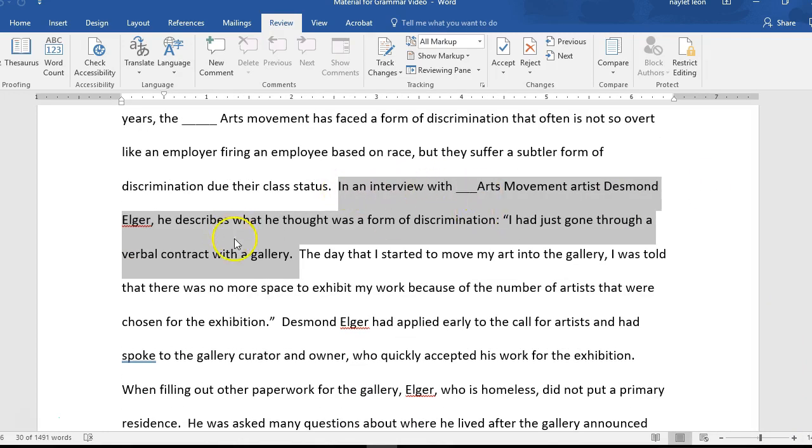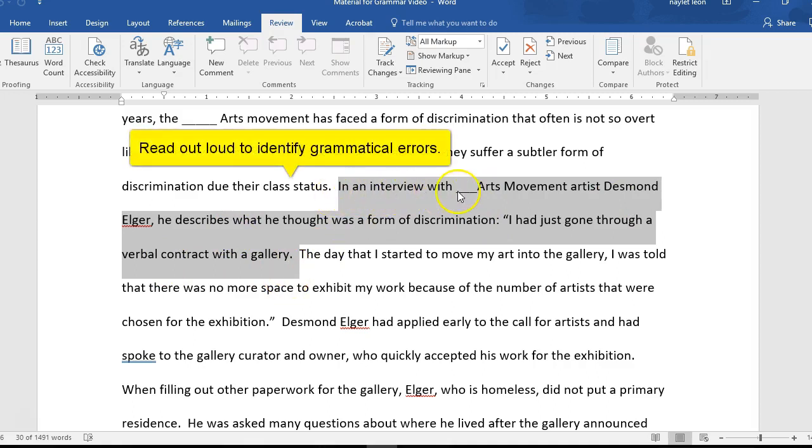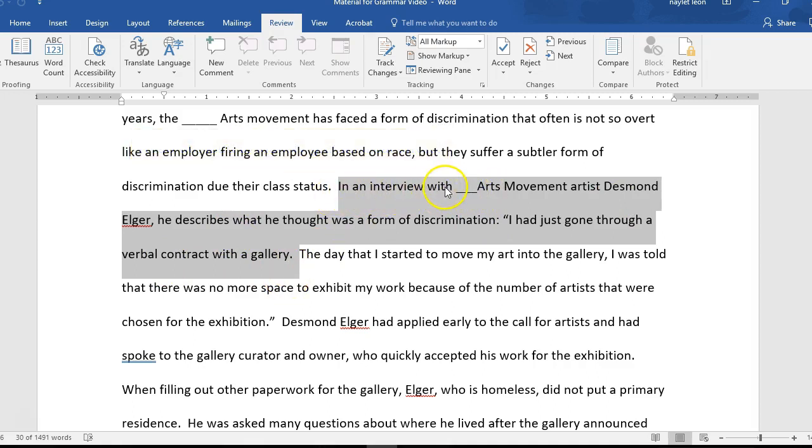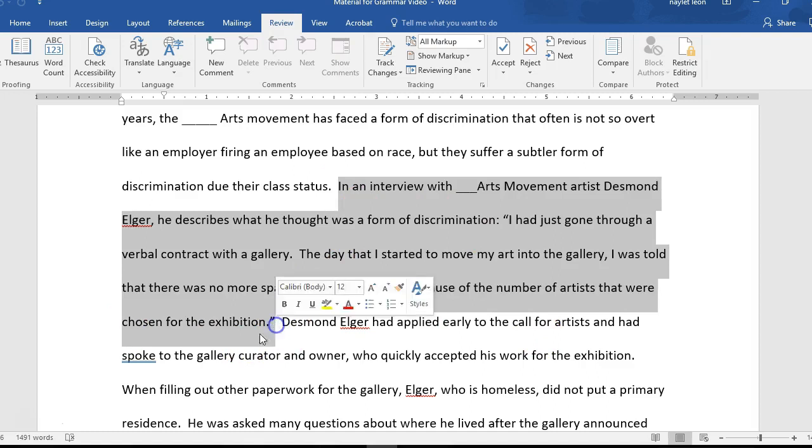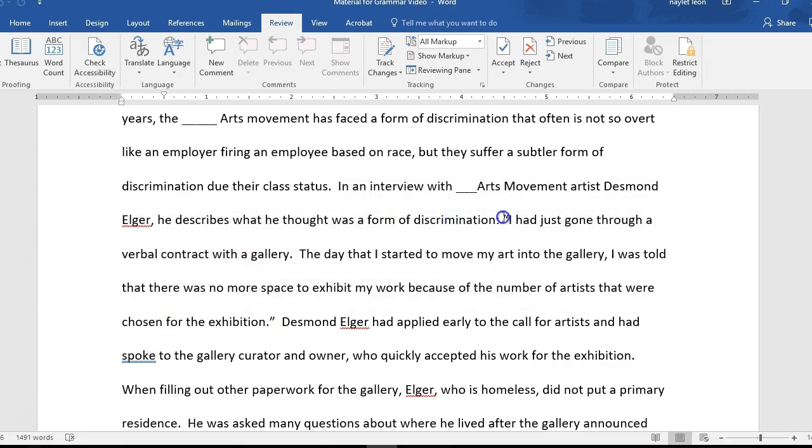So once we've selected whatever it is that we have to examine here, what we want to do is read out loud. So in an interview with the Black Arts Movement artist Desmond Elger, he describes what he thought was a form of discrimination. I had just gone through a verbal contract with a gallery. The day that I started to move into the gallery, I was told that there was no more space to exhibit my work because of the number of artists that were chosen for the exhibition. There seems to not be any grammatical mistakes in those two sentences, and this was actually a quote.